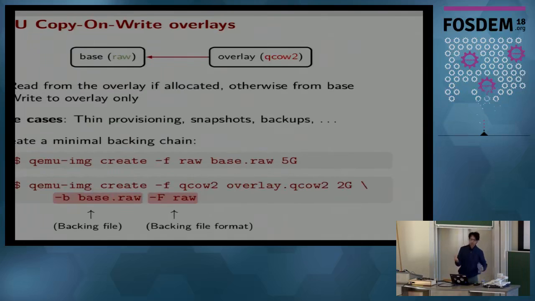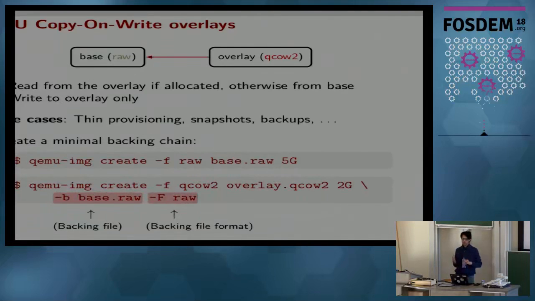So how do you create this minimal backing chain? You see that command line over there, and I especially highlight the bottom one. The first command line creates the base image. The second one creates the overlay. And why do I highlight the base image format and the base image file? If you don't specify the backing file format of a raw image file, QEMU will probe it.